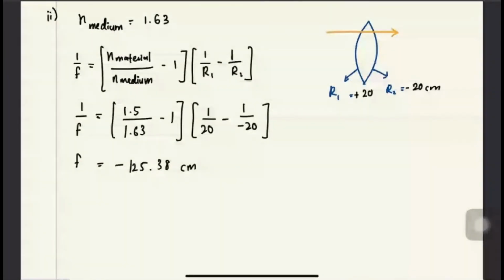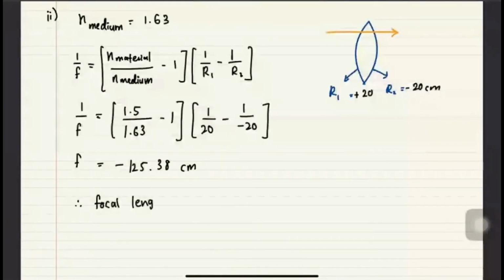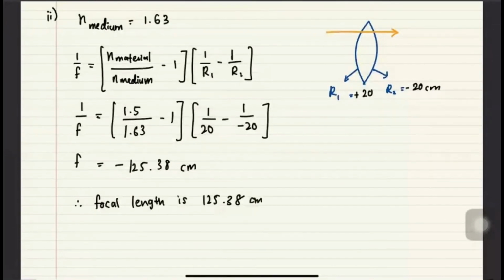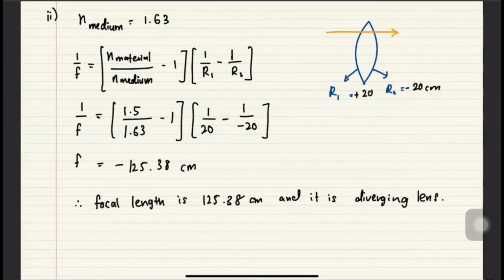So in this case, sebab dia focal length dia negatif, therefore focal length is 125.38 cm and is diverging lens. Asalnya dia converging 20 cm positif bila letak dalam air dia jadi negatif 125.38 cm punya focal length. So the focal length tu kita tulis balik sebagai positif tapi dia adalah diverging lens.